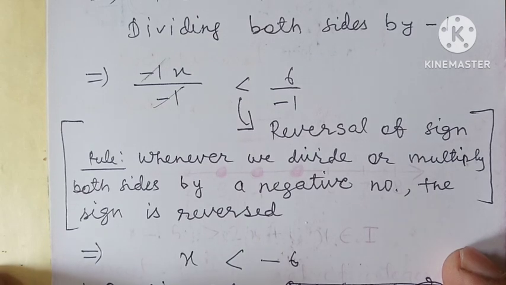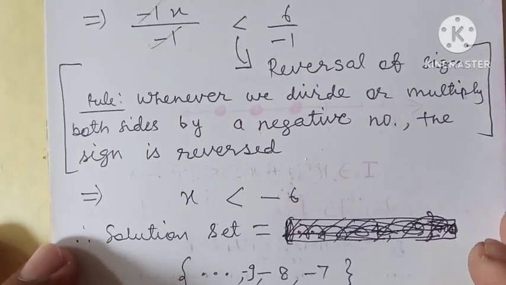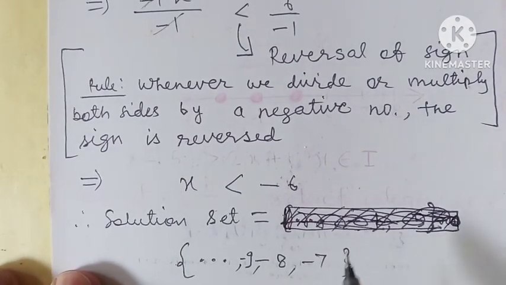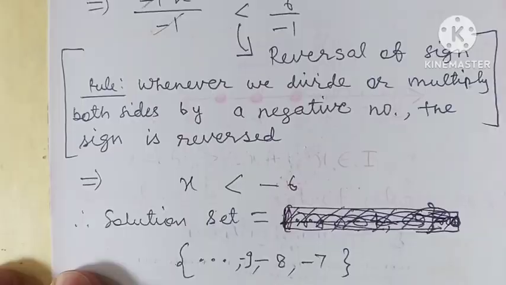Now here it is given the solution set is the set of integers. So integers less than -6 are -7, -8, -9, and we go on left side like this.